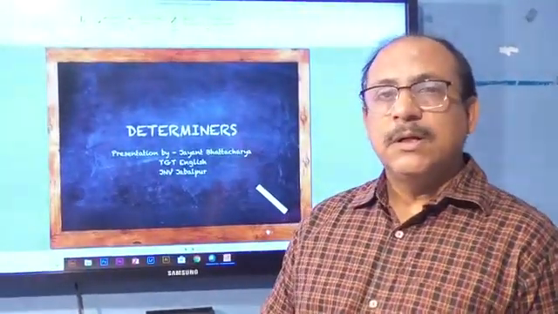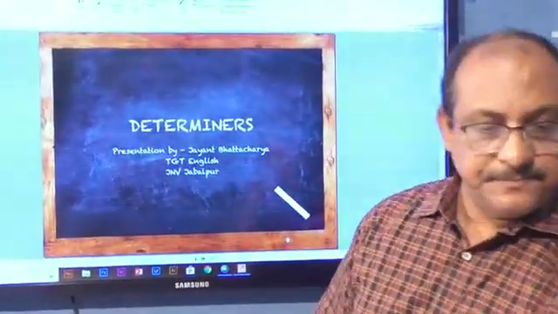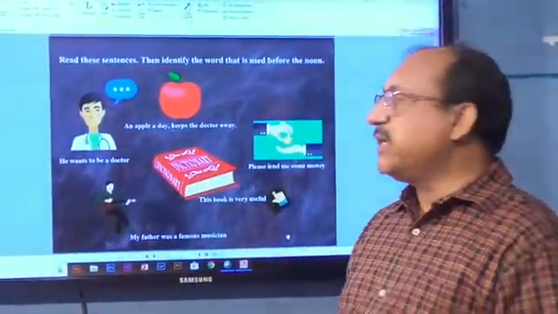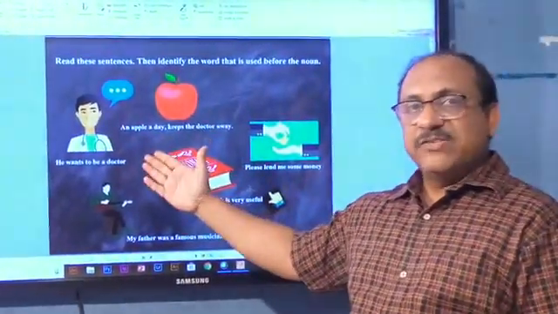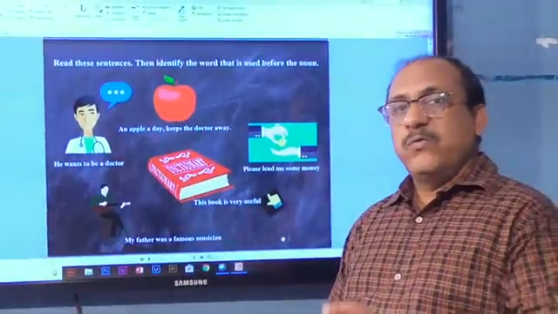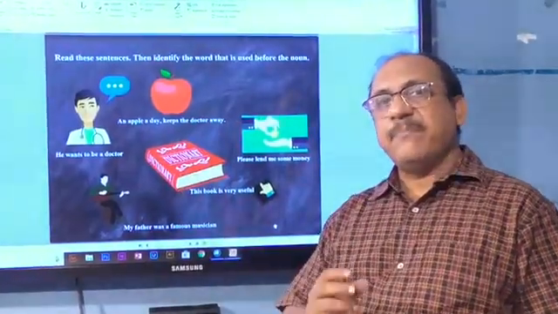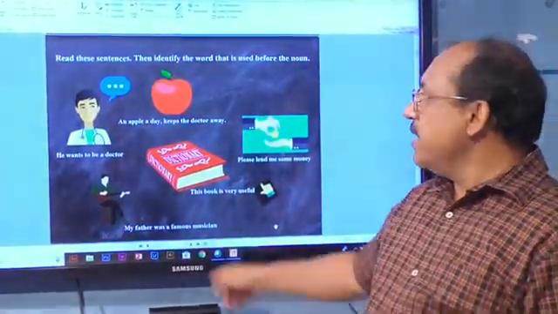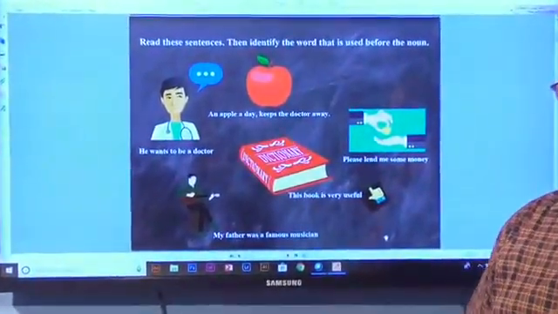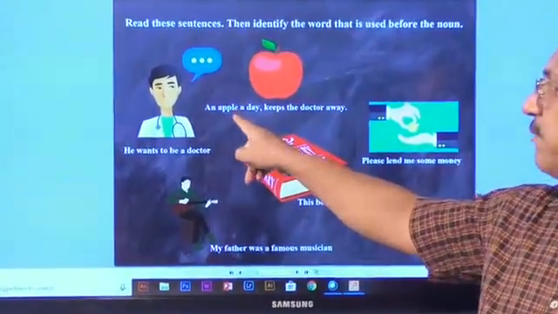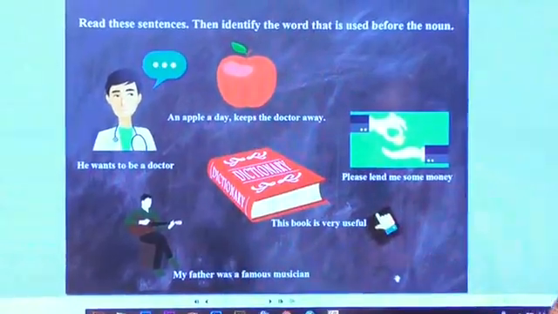Today we are going to learn an English grammar lesson and the topic is determiners. Let's begin with an activity. Here are some examples. Read these sentences and find out the words which are used before nouns. The first sentence is, an apple a day keeps the doctor away. Here, an, a and the are the words which are used before the nouns apple, day and doctor.